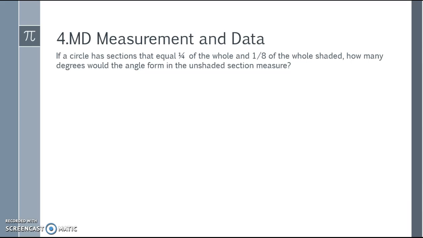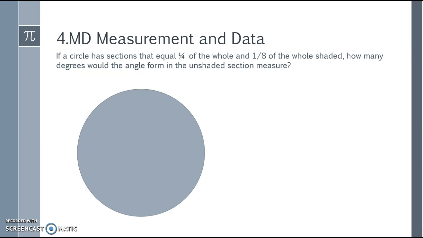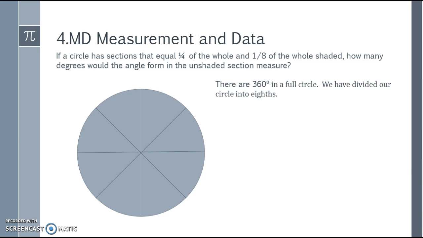If a circle has sections that equal 1/4 of the whole and 1/8 of the whole that are shaded, how many degrees would the angle form in the unshaded section measure? So we first start with a circle. I'm going to separate it into 8 parts. Because remember, when we want to compare, I can compare 1/4 and 1/8 in terms of 1/8 units.